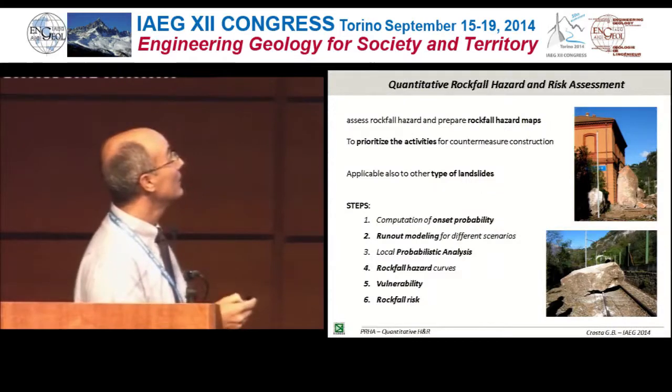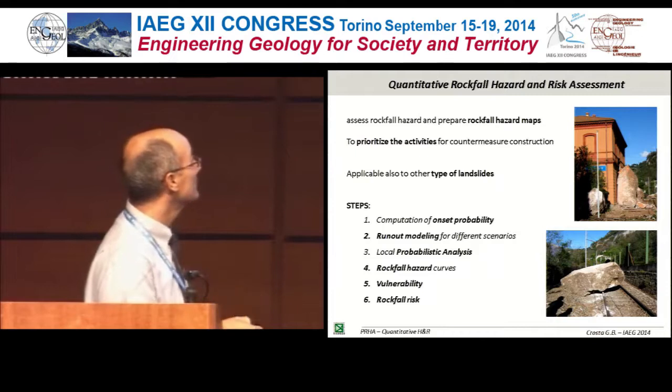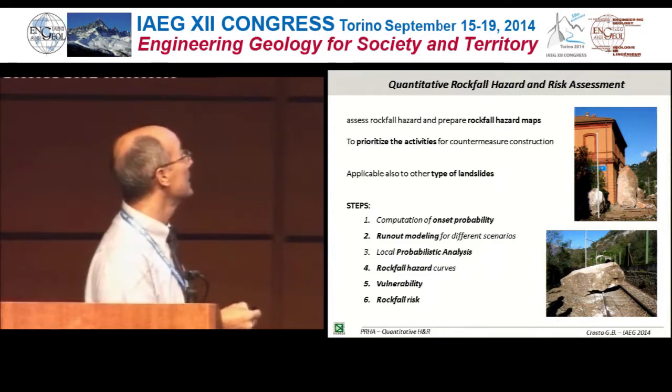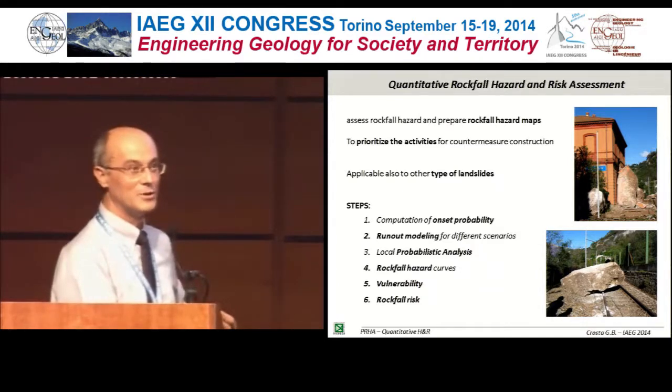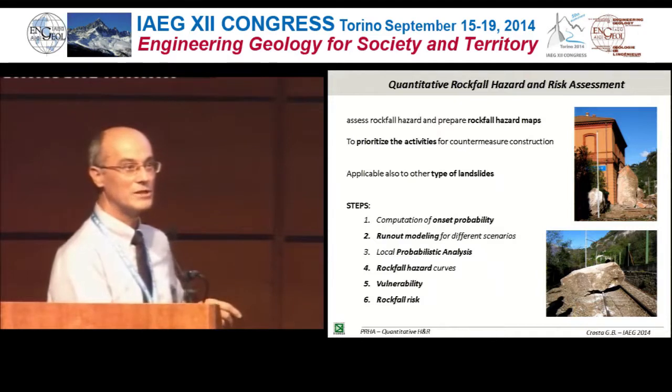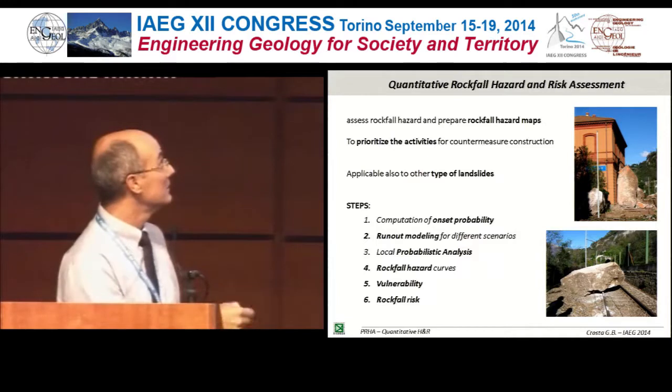Okay, what we can do now with our model for hazard and risk assessment. We will pass through relatively quickly through these main 6 steps. I have to say that there is some uncertainty playing here, and we are making some maybe strong assumptions, but definitely I think that there is a way to go through these 6 main steps to arrive at a quantitative hazard and rockfall risk assessment.